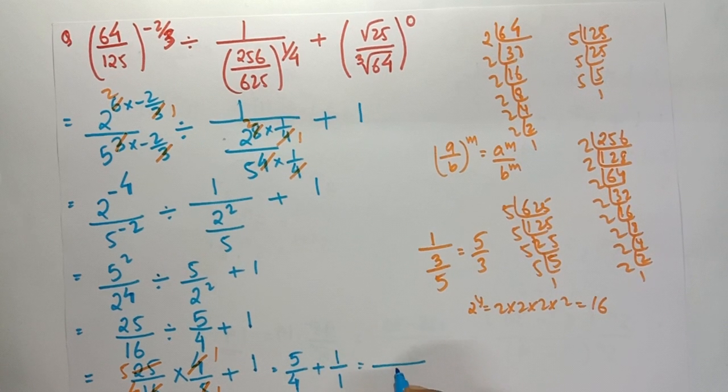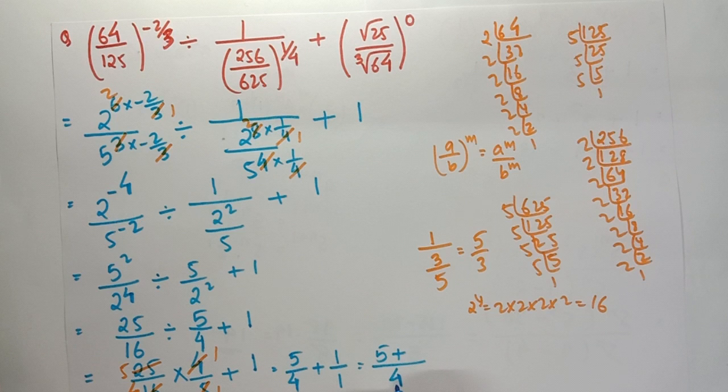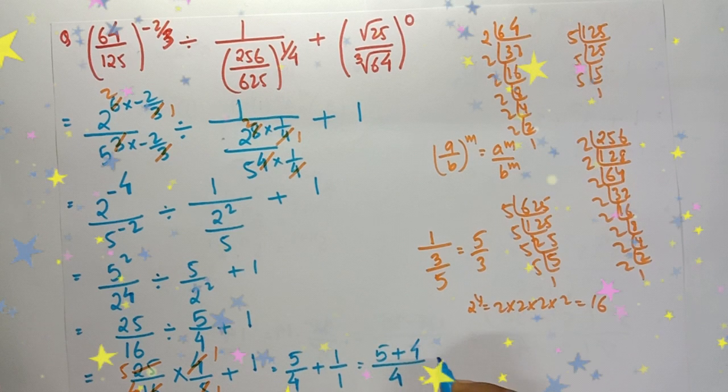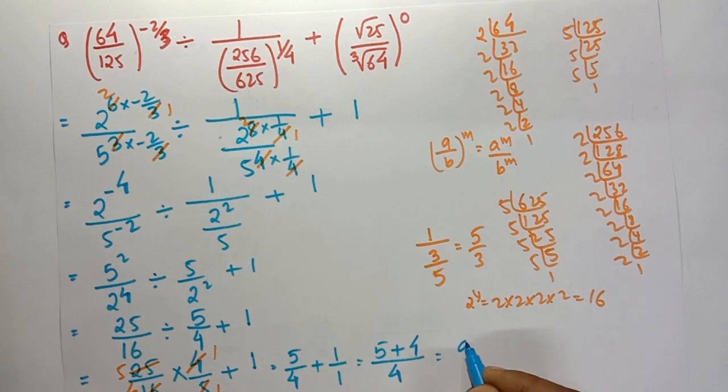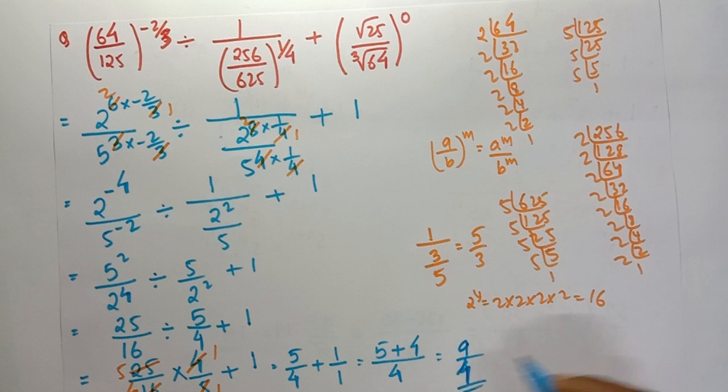4 and 1. 4 will be the LCM. 4 4 get cancelled. 1 1 5s are 5 plus 1, you will divide by this 4. 4 1s are 4. So what I got? 9 upon 4 is your answer. Or you can change this in mixed fraction also.